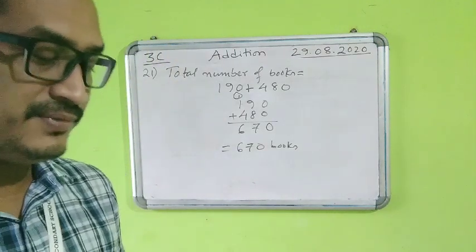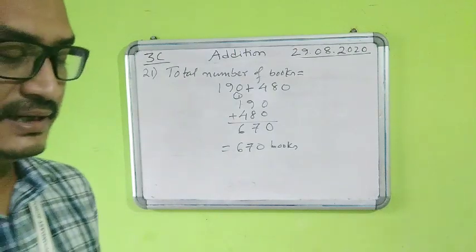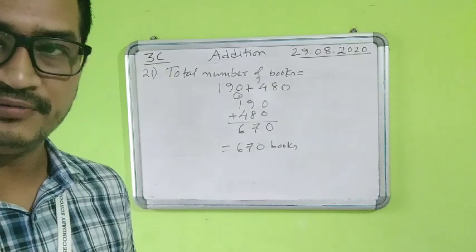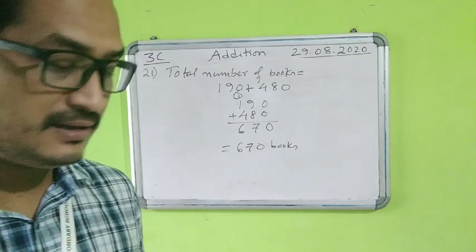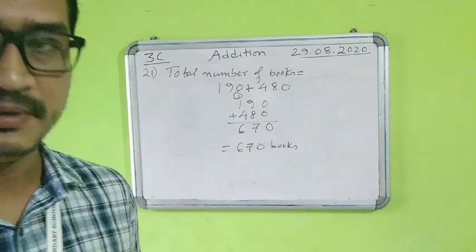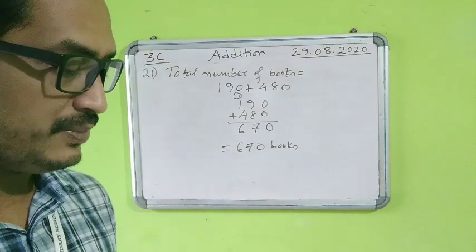22. Rima has 58 toys and Sita has 43 toys. Estimate the number of toys they have. Same type of question, students. Before adding, you need to estimate, round off, and then add. So 58, if I round off to the nearest 10, it will be 60. And 43, if we round off, it will become 40. So 60 plus 40, it will be 100. So the answer of 22 will be 100.